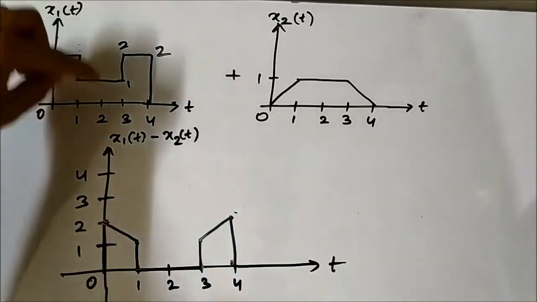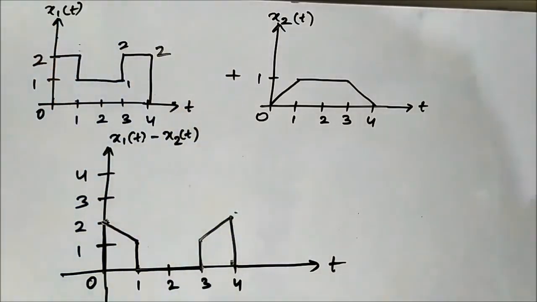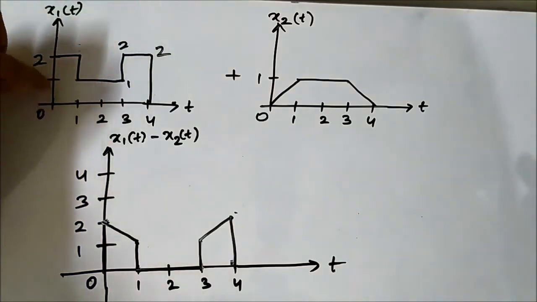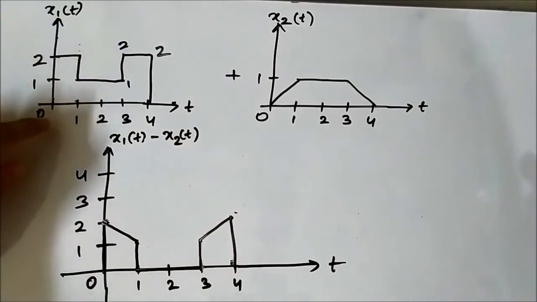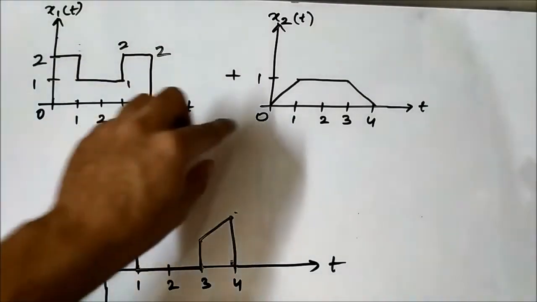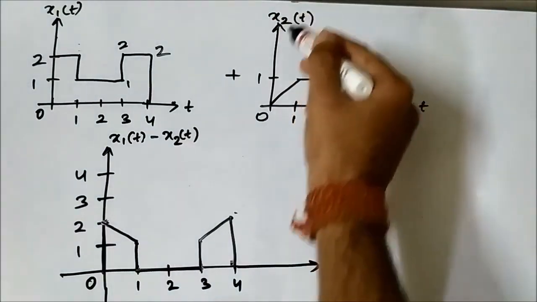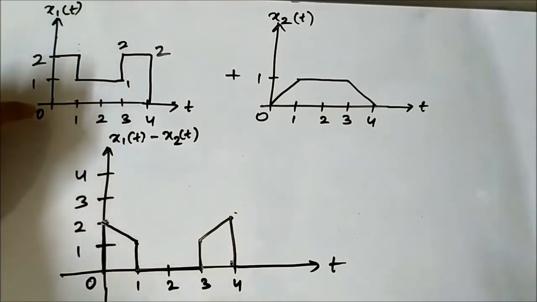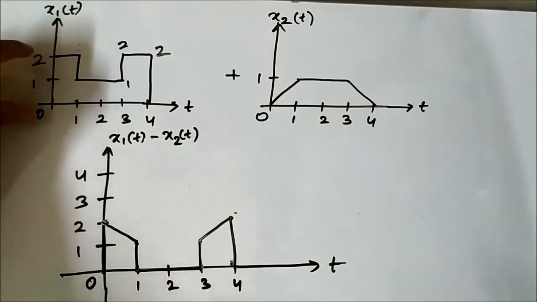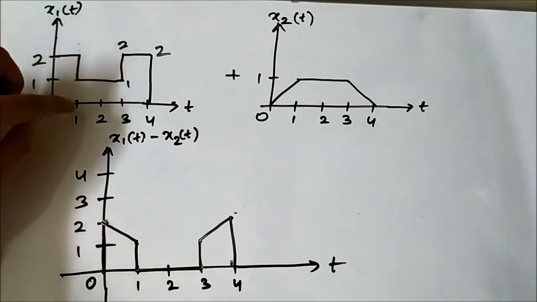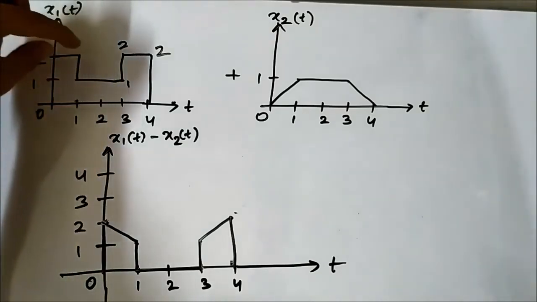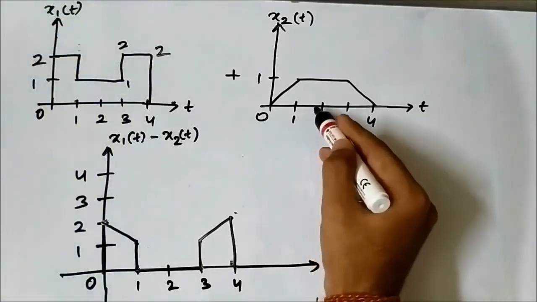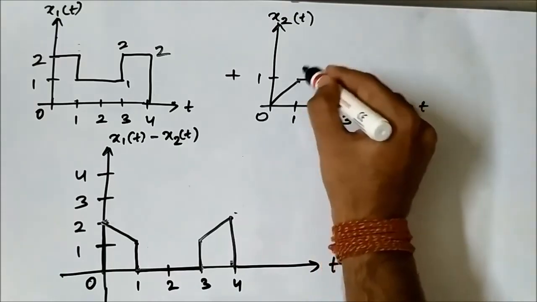So always these sharp transitions are very important because we have to consider both the values, the initial and the final. Here 0 to 2, a sharp transition at t equals 0, so you have to consider both 0 and 2. But at t equals 0, x2(t) has only one value, which is 0, while x1(t) has two values because of this sharp upward transition, 0 and 2. Similarly, at t equals 1, there is a sharp downward transition from 2 to 1, so you have to consider both values, 2 and 1. But for x2(t) at t equals 1, it has only one value, which is 1.